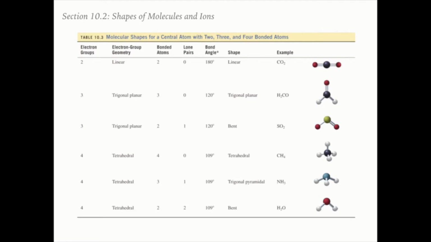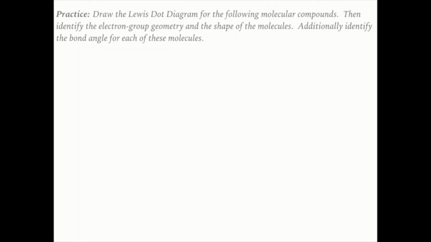Then if you've got four electron groups but two of them are bonding and two of them are lone, then your shape is going to be bent, just like water. Because for water you've got two pairs of shared electrons, two bonds, and then you've got two pairs of lone electrons. So those are the only shapes that for this class you are going to be responsible for. So let's try an example.